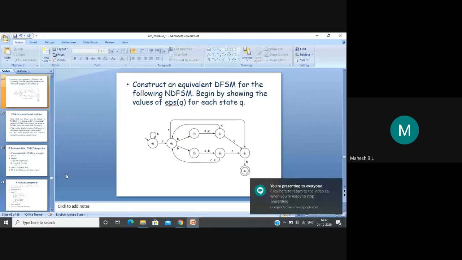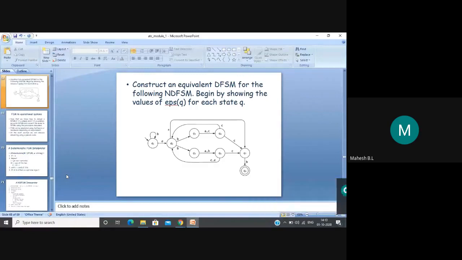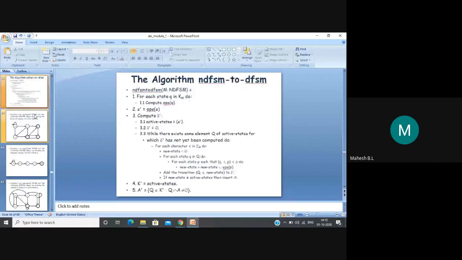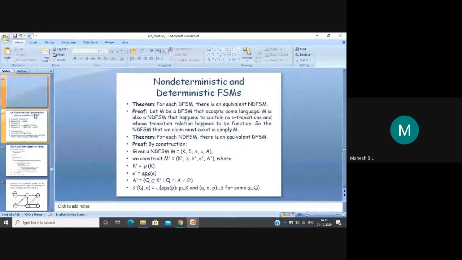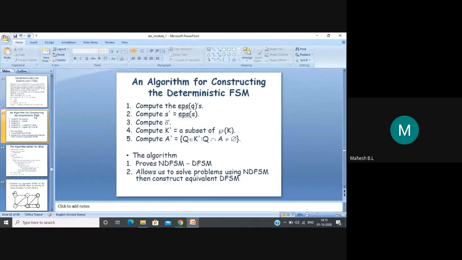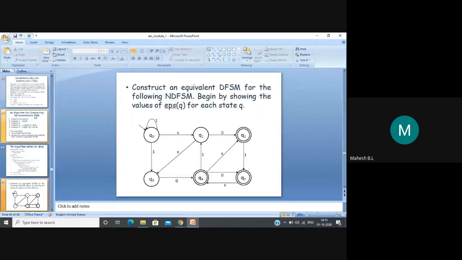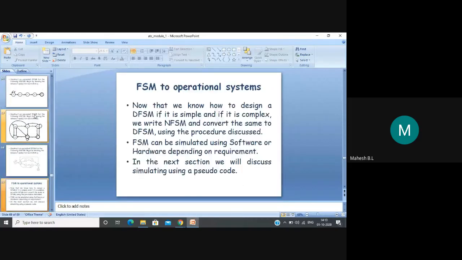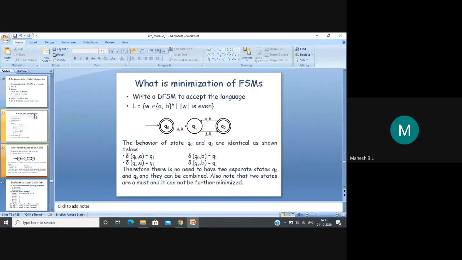Okay. In last class, we were discussing minimization problems, how to minimize a given DFSM. So we discussed many examples there. In today's class, we'll consider related theory. Okay, related theory I'm going to cover in this particular class.